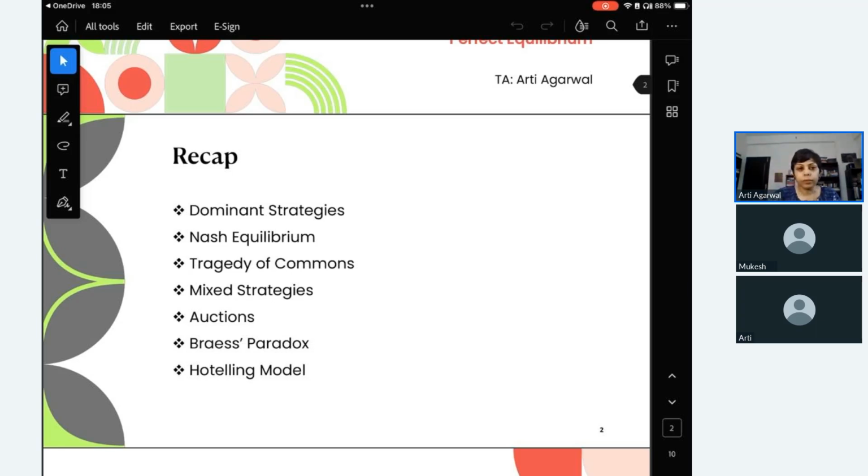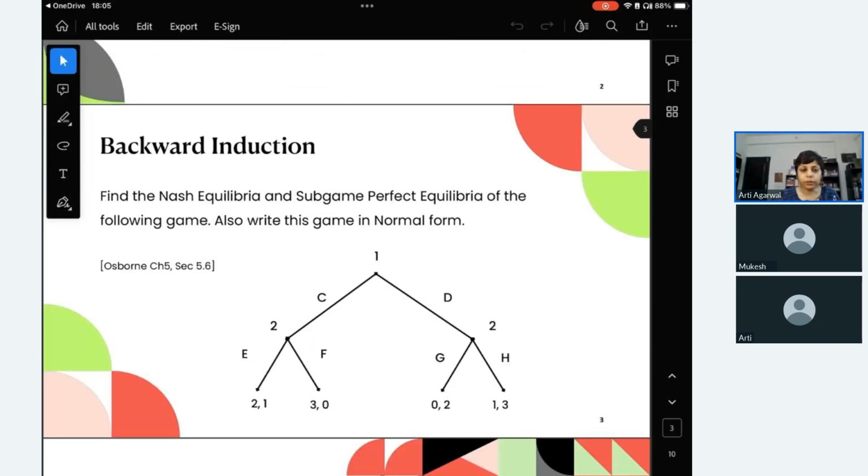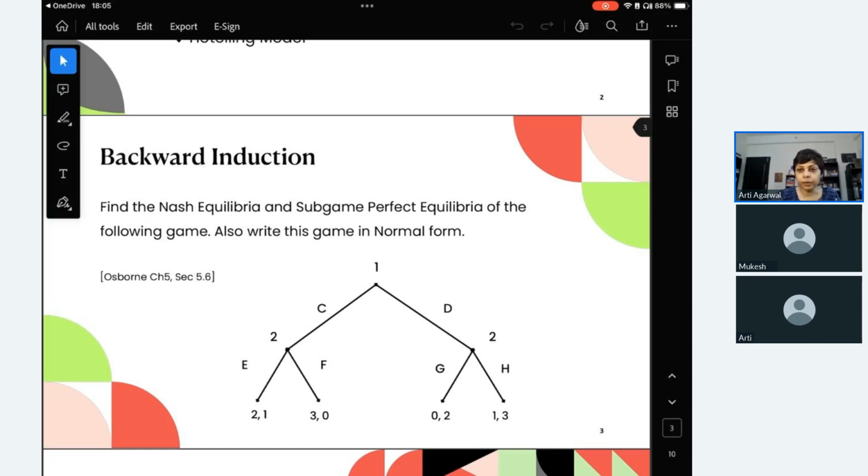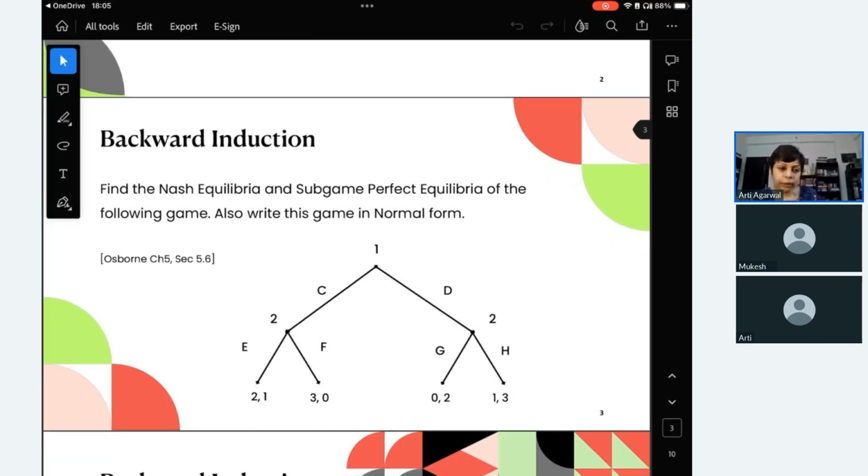So let's go with what we need to do today. First of all, this is the first class in which we are going to be discussing extensive form games properly, because in the previous classes, we just barely touched extensive form games, and we didn't really get much into it. So first of all, let's see what extensive form games really are and how they are different from normal form games.